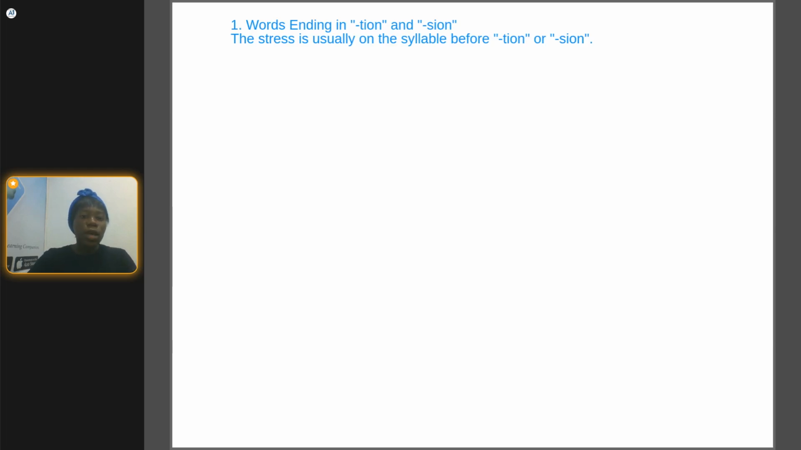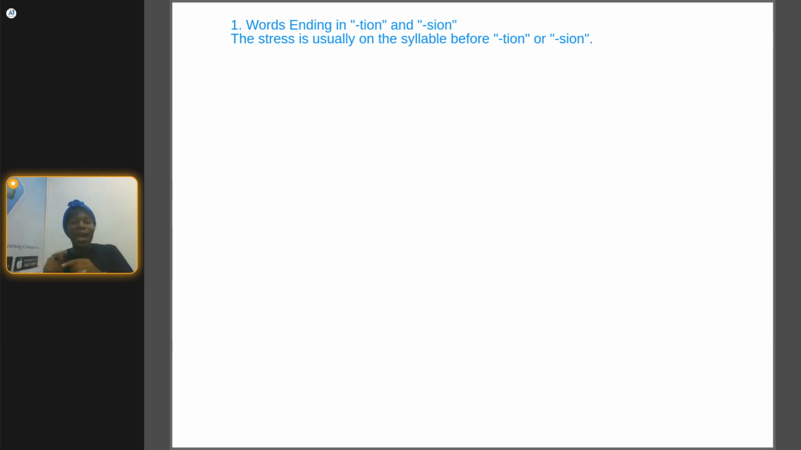All right, so the first rule I'm going to give, of course, I already mentioned in the last class. Words ending in TION and SION. Okay, so the stress is usually on the syllable before TION or SION. Please always note this.